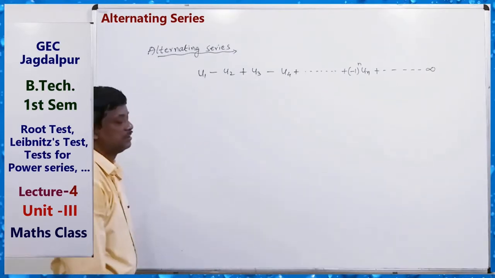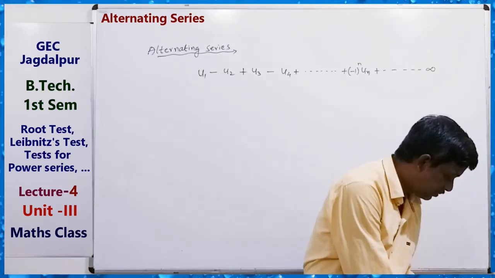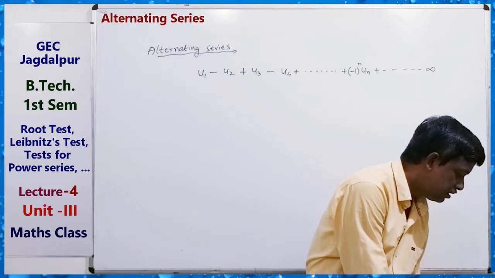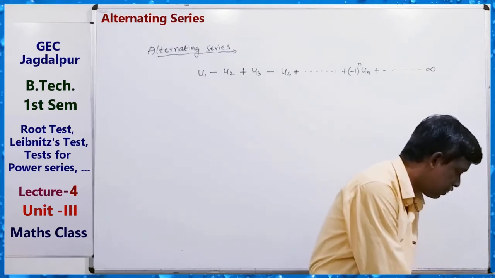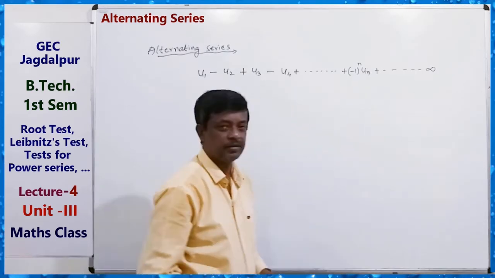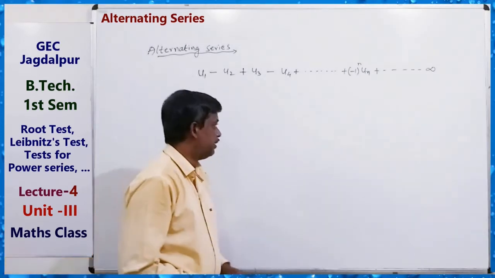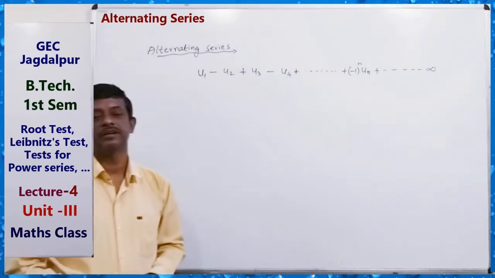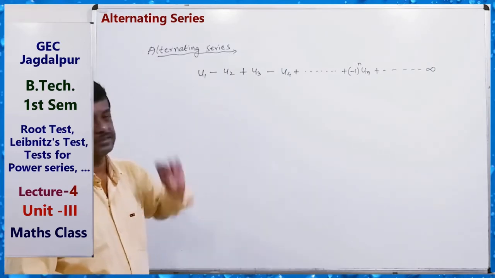What is an alternating series? Just terms are alternately positive and negative. A series in which terms are alternately positive and negative is called an alternating series.